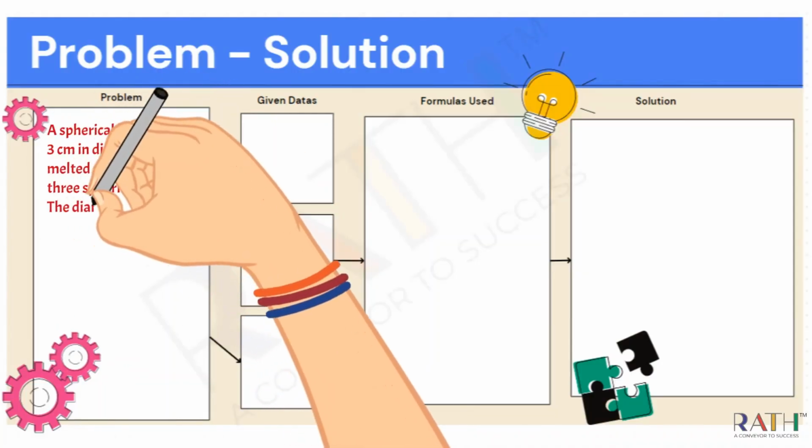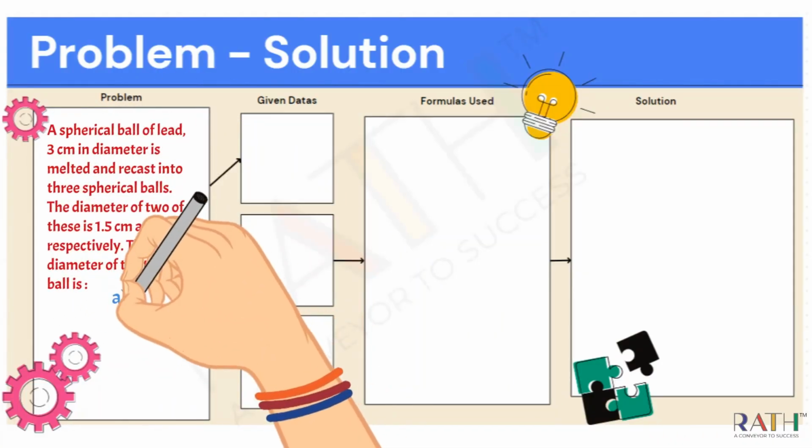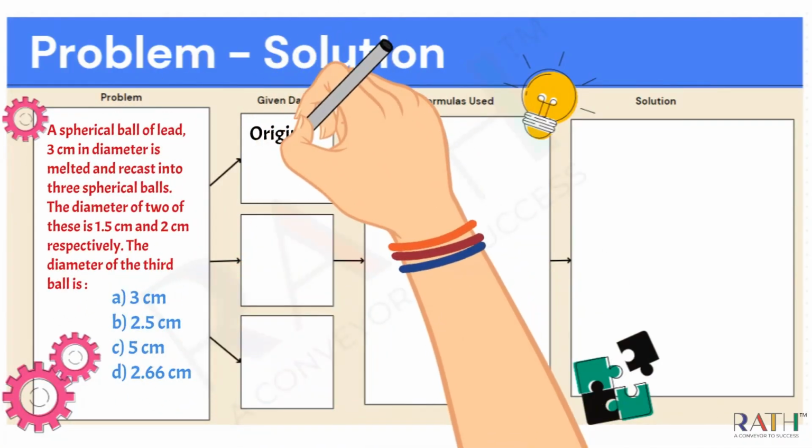As I already told you, in this Excel sheet there will be 4 categories, that is problems, given data, formula used, and solution. So our problem for today is: a spherical ball of lead 3 centimeter in diameter is melted. A whole spherical ball of 3 centimeter is getting melted, and they are recasting that spherical ball into 3 different small spherical balls. Consider one big football melted into 3 small cricket balls. Consider it in that manner.